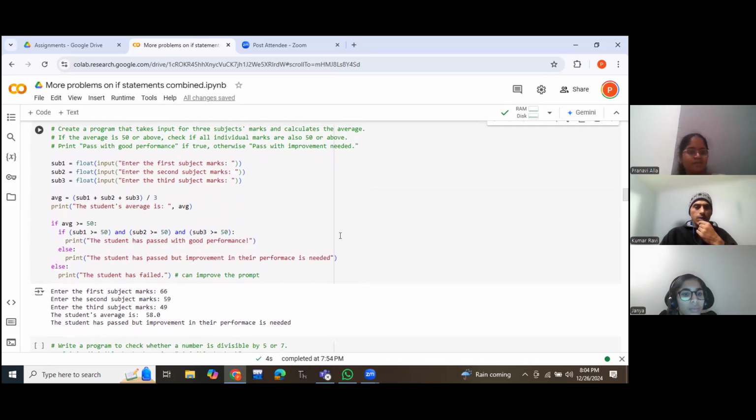For programs, three subjects: calculate the average and check if the average is above. Check if all individual marks are also 50 or above. Print pass with good performance if true, otherwise pass with improvement needed. So you need to check in every subject that you have more than 50 or not. Yes, sir. I checked it here. I can see. Okay, next.